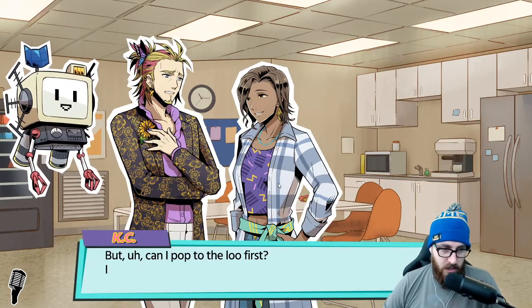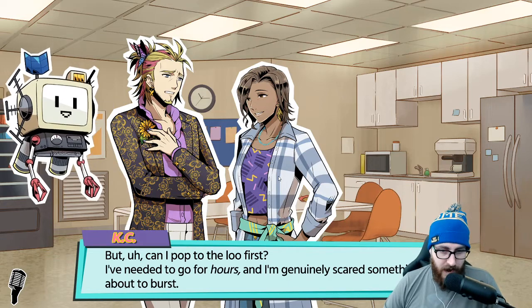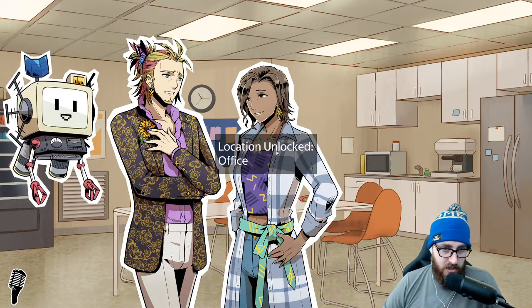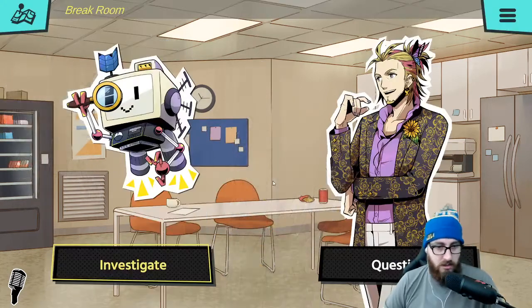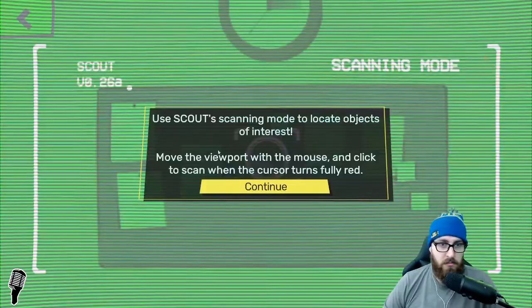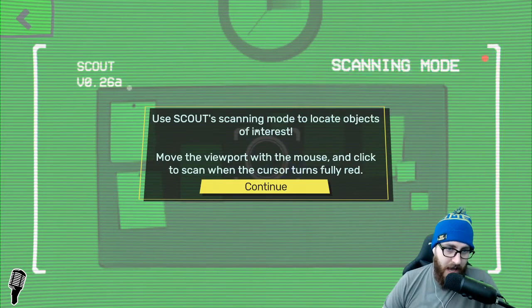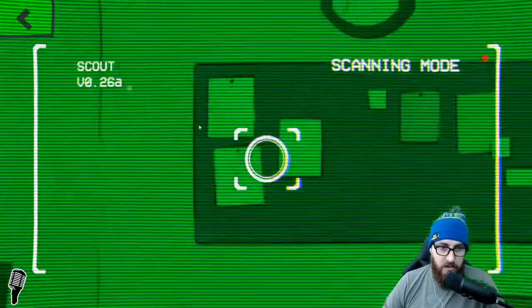Absolutely. But can I pop to the loo first? I've needed to go for hours. I'm genuinely scared something's about to burst. Use Scout scanning mode to look at objects, move the viewport with the mouse, and click to scan when the cursor turns red.